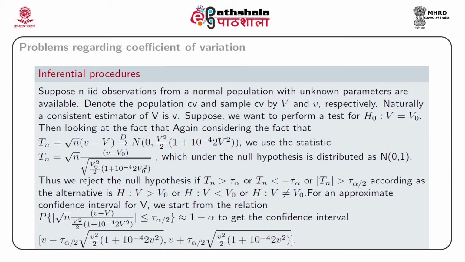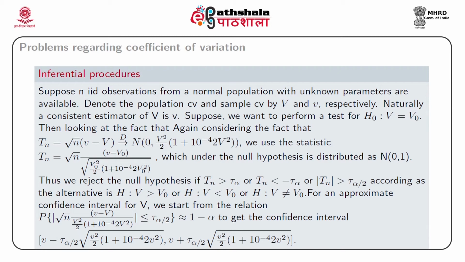Suppose we want to perform a test for the null hypothesis V equal to V naught, then looking at the fact that the large sample distribution of sample coefficient of variation is normal with mean 0 and variance as given in the text, we can use a standardized statistic and we can replace the unknown capital V, that is the unknown population coefficient of variation, by V naught as specified by the null hypothesis, which has a normal distribution, of course in large sample.